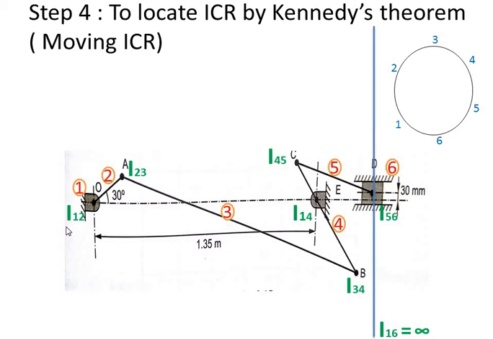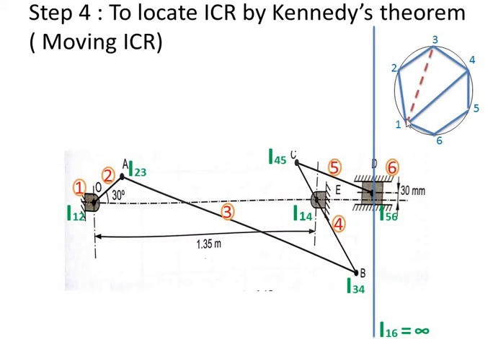Then whatever ICRs we have located, say I have located I12. So join 1, 2. This is link 1 and link 2, and this line represents ICR I12. Then I23, this is ICR I23. Then I34, this is ICR I34. Then I45, this is ICR I45. Then this is I56, I16 and I14. So all these lines represent the ICRs which we have already located by observation.